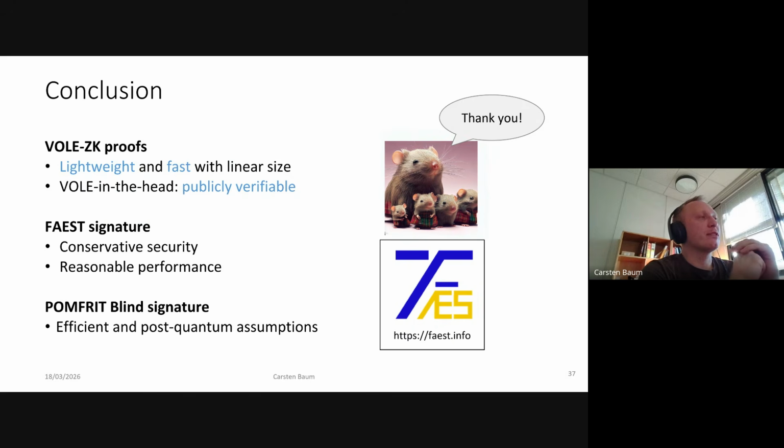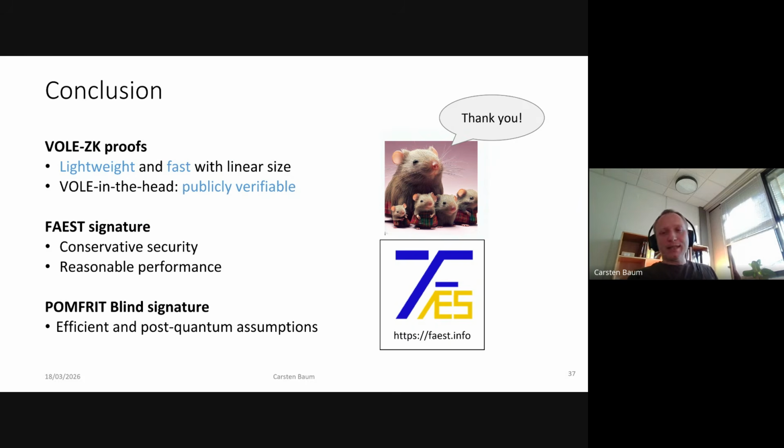VOLE-in-the-head makes it publicly verifiable. It requires some tricks to get it to work, but it's also not super complex theory-wise, engineering-wise a bit more. We turn this into a digital signature scheme, which is hopefully post-quantum secure, has much better performance than other signature schemes that rely on conservative assumptions like SPHINCS+, while also having conservative security assumptions.